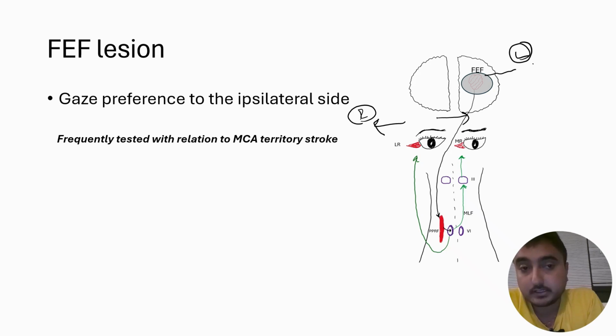It is frequently tested in relation to the MCA territory stroke, because if we have an MCA territory stroke of, say, the left side, then we'll lose the left frontal eye field area. All right, this is a very high yield concept.